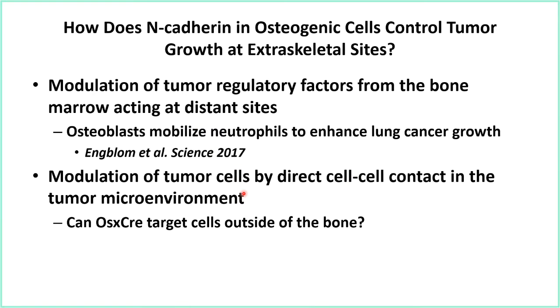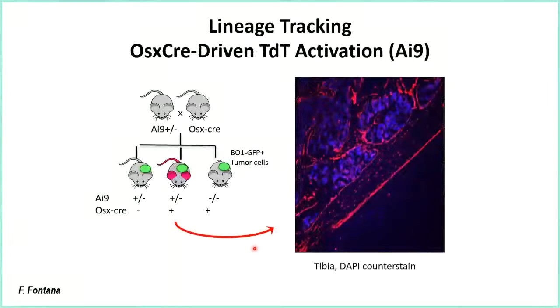The other hypothesis, which is a little bit out of the box, I would say, is that perhaps there are some cells that we are targeting in extraskeletal tumors, and therefore it is still possible that cell-cell contact with these cells, if they exist in the tumor microenvironment, may account for the observation. So we were able to immediately test this second hypothesis with our mice, and in fact we used the Ai9 cell tracker mouse to look at potentially targeted cells outside of the skeleton.